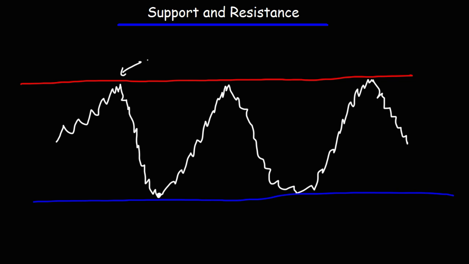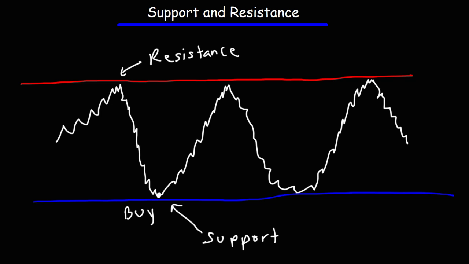So make sure you understand that. So this is an area of resistance, and this is an area of support. Many short-term traders, ideally, want to buy at areas of support. That's their entry points, and they want to sell at areas of resistance. Typically, they set that as their exit point or somewhere close to it.